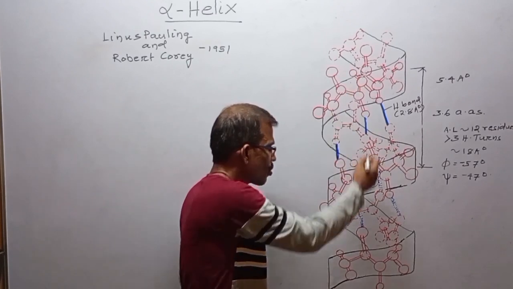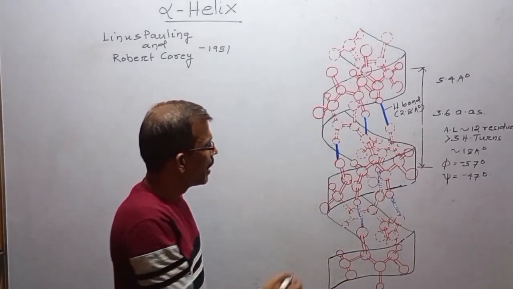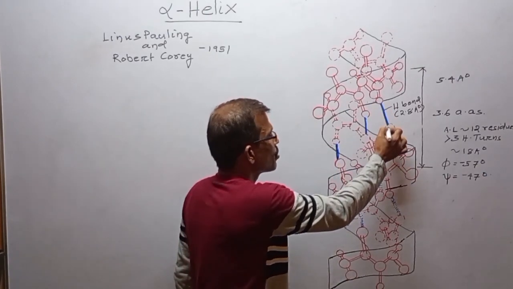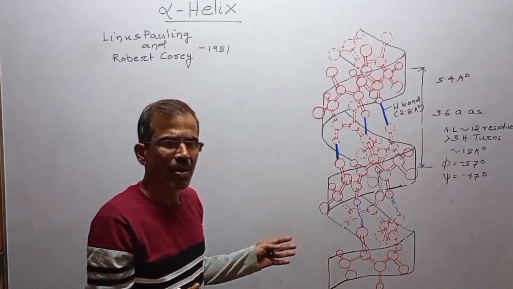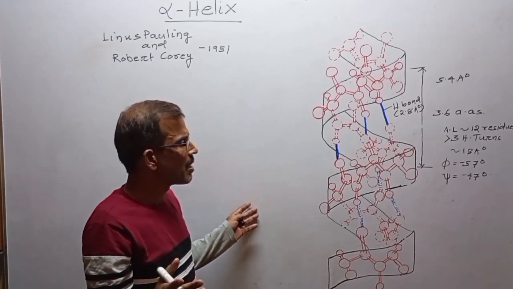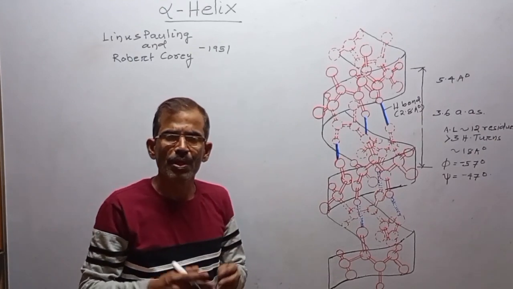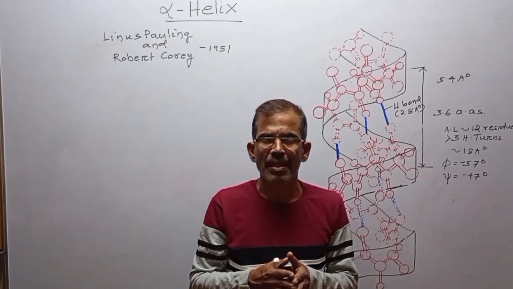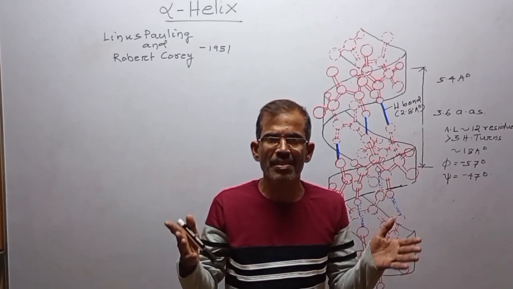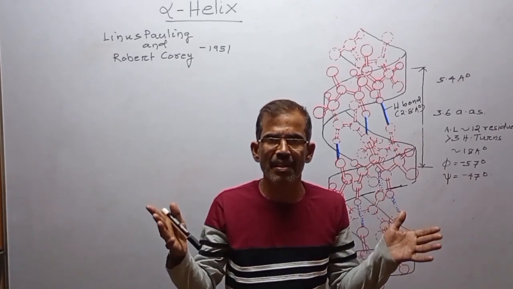This figure shows an alpha helix and the blue lines are the hydrogen bonds. These hydrogen bonds are strong, having an optimum distance of 2.8 angstrom. All alpha helices that are found in proteins are essentially right-handed.